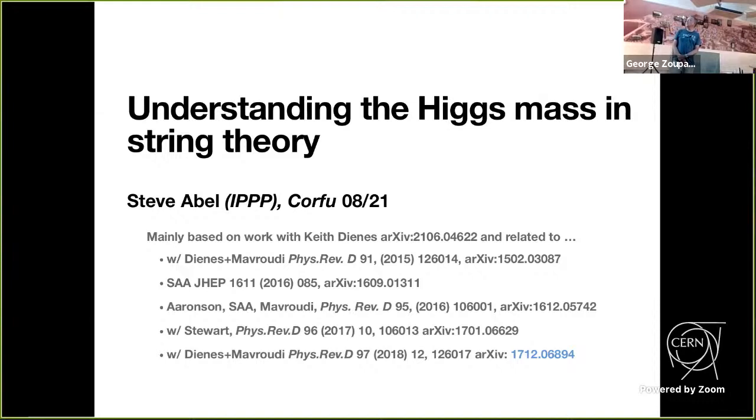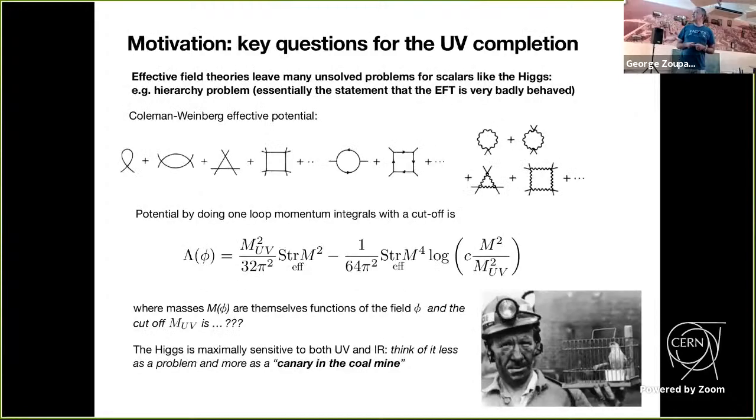So I'm going to talk about some work I've done with Keith Dines about understanding the Higgs mass, but from a string theory viewpoint. So we are not really in the business of model building or anything like that. We just want to understand what happens to something like a Higgs mass in a UV complete theory. So this is our motivation. Of course, you're all very familiar with it, but I'm going to recap it anyway.